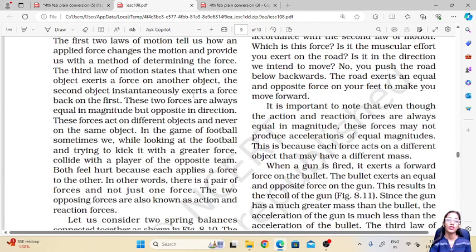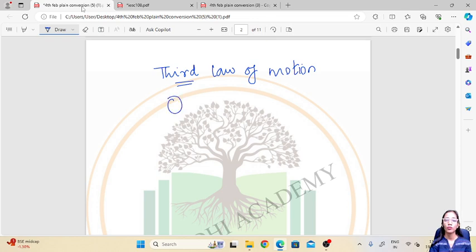The third law of motion states that when one object exerts a force on another object, the second object instantaneously exerts a force back on the first object. Okay, now what does this mean? If a particular object is exerting a particular force on the second object, this is object 1, this is object 2, if it is exerting a force F1 on the other object, now the second object exerts an equal and opposite force F1 on the first object.